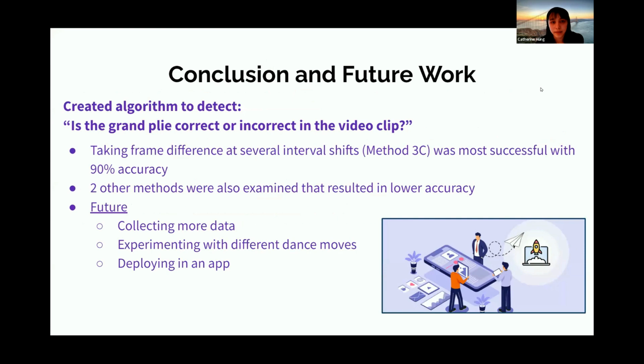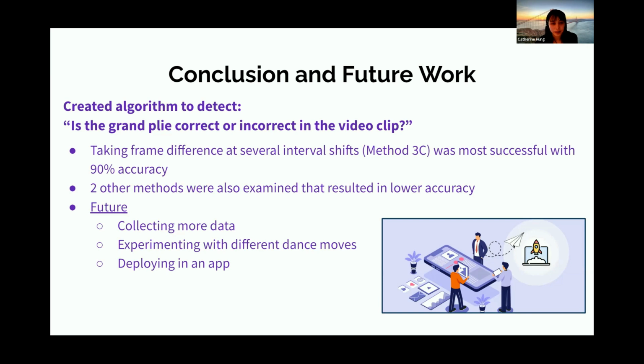So in conclusion, I created an algorithm to detect whether a grand plie is correct or incorrect in the video clip, and found that the last approach, taking the frame difference at several interval shifts, method 3C, was the most successful with a 90% accuracy, and the other two methods that were examined resulted in lower accuracy.